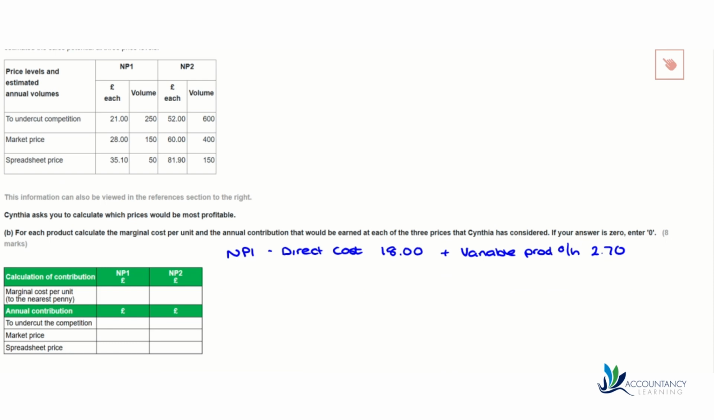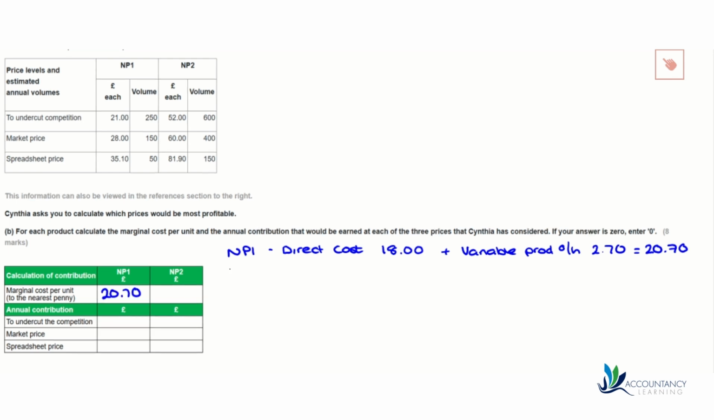Okay, because marginal costing is just all the variable costs. So by adding both of these together, this should give us a value of £20.70.